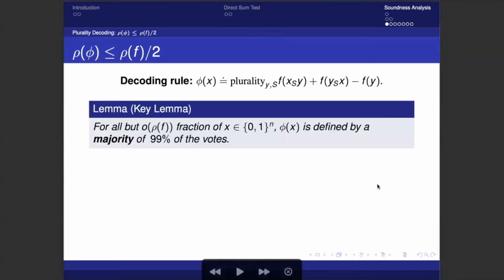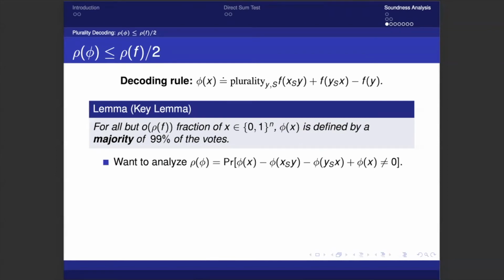It states that for all but a little o rho of f fraction of x, that is for most choices of x, the plurality that defines phi of x is in fact a strict majority. So jumping ahead a bit, let's look at why this lemma is relevant.